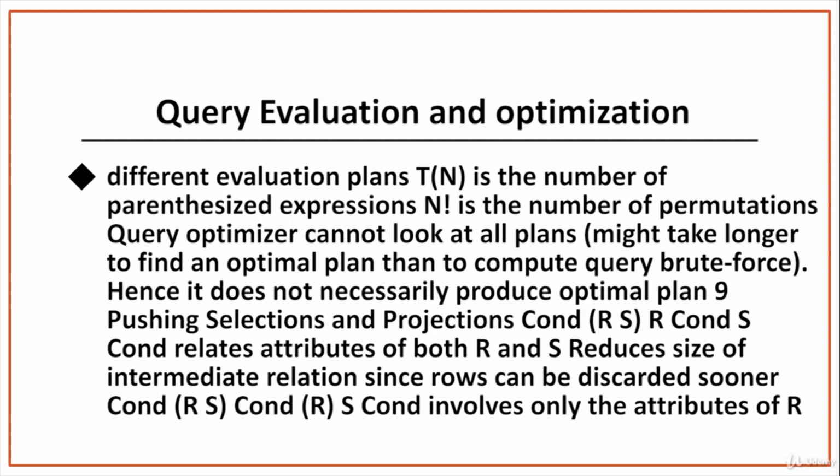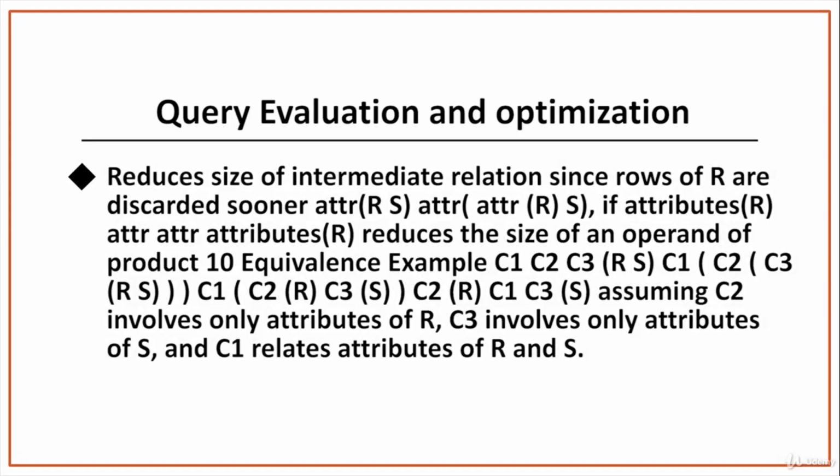The query optimizer cannot look at all plans. It might take longer to find an optimal plan than to compute the query by brute force. Hence, it does not necessarily produce an optimal plan. Pushing selections and projections: σ_Cond(R × S) = R ⋈_Cond S, where Cond relates attributes of both R and S. This reduces the size of intermediate relations, since rows can be discarded sooner. σ_Cond(R × S) = σ_Cond(R) × S, where Cond involves only the attributes of R. This reduces the size of intermediate relations, since rows of R are discarded sooner.